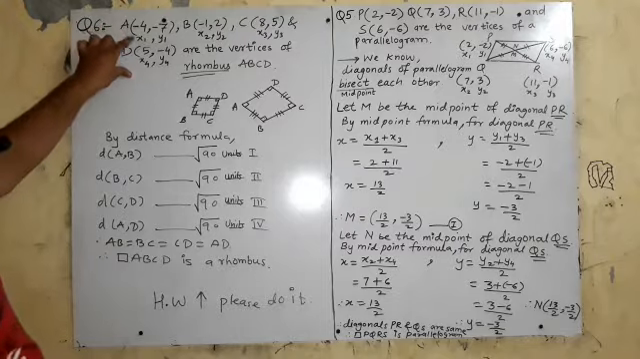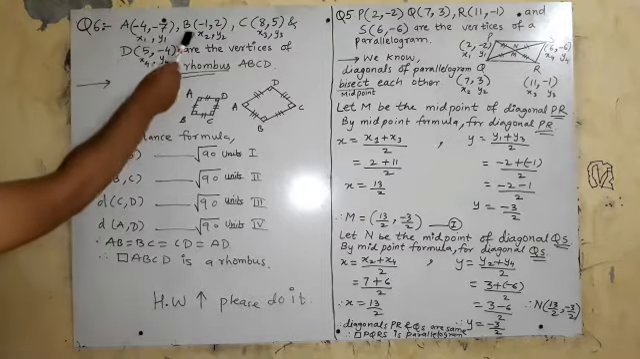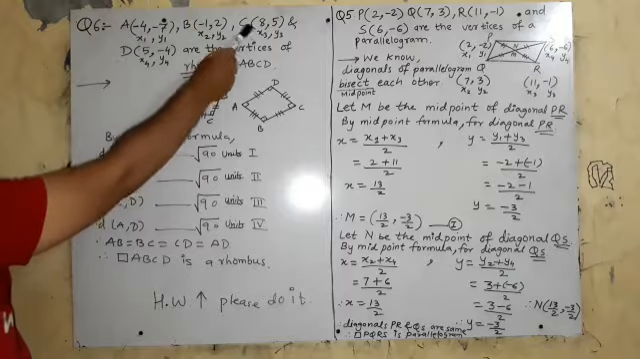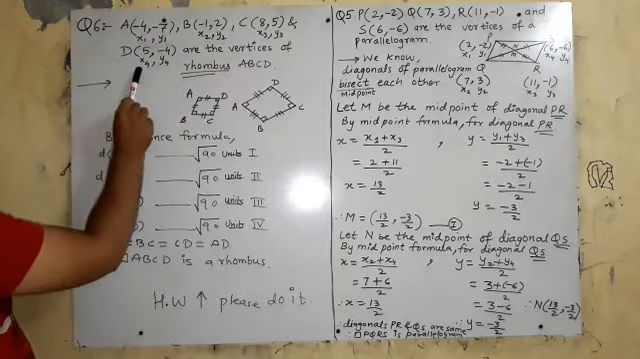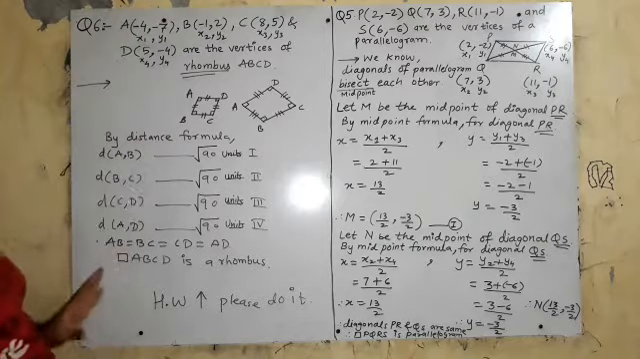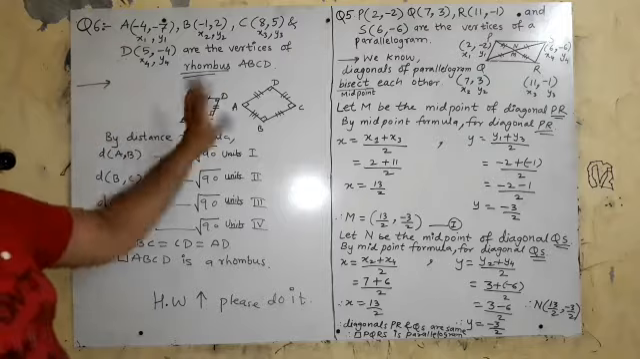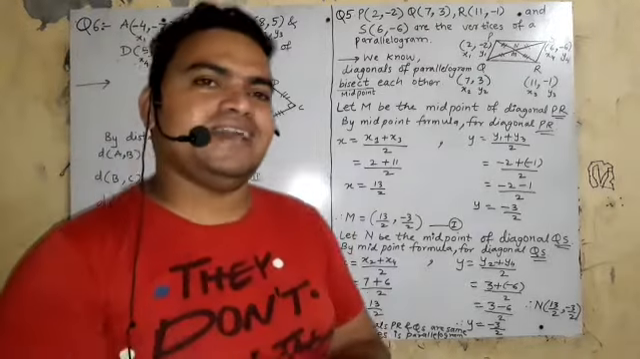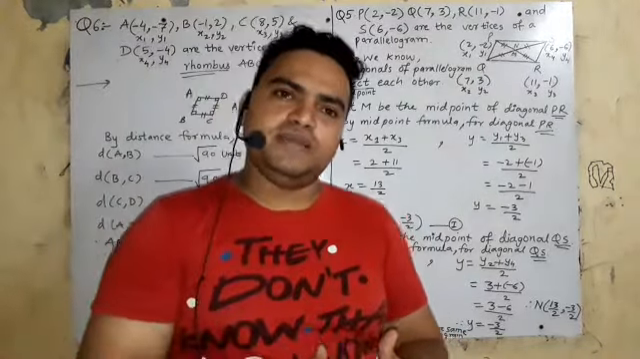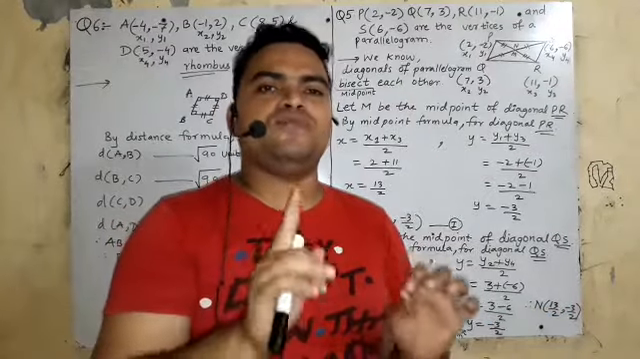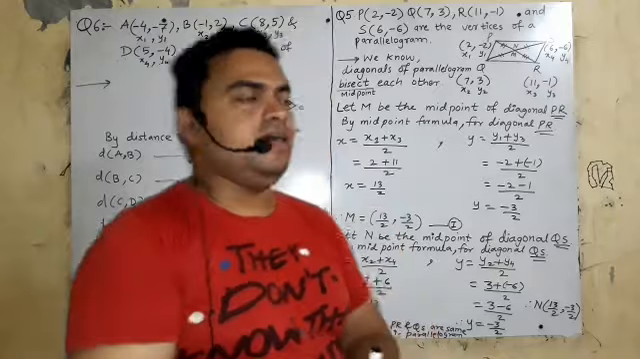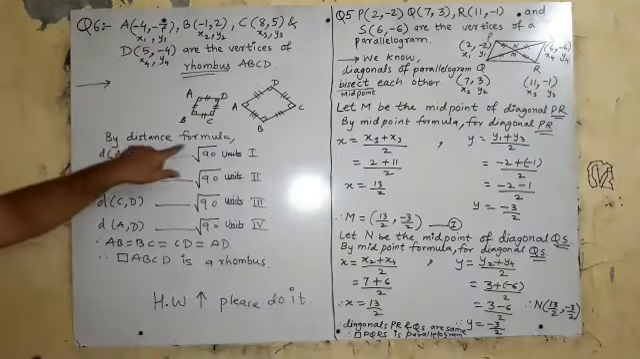A coordinates will be x1, y1. B coordinates will be x2, y2, C coordinates will be x3, y3, and D coordinates will be x4, y4. You now know how to utilize the coordinates. Now, in this question there is no hint of any bisector or equidistance or midpoint. So there is no other use. We have to use only one formula, that is the distance formula.